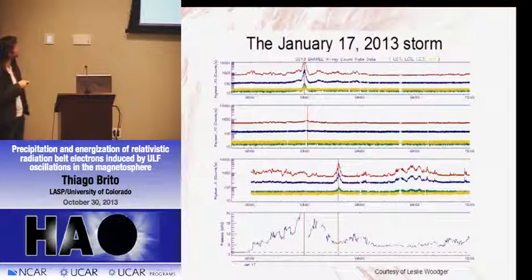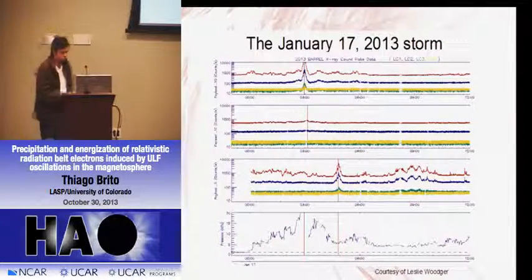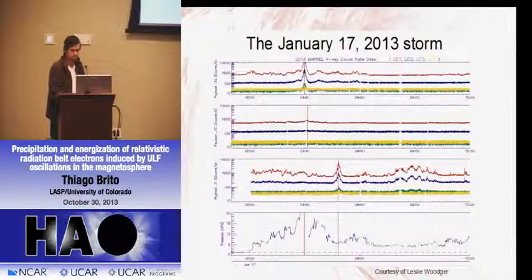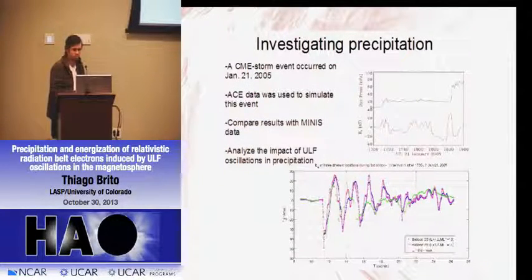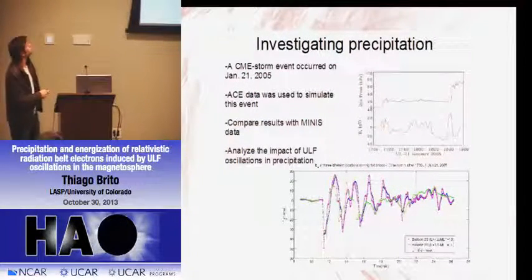And this is solar wind parameters. This is the dynamic pressure. So there was a storm going on at this time, and also later here. And at the same time, the balloon observed peaks in precipitation and so on, with these oscillations here. So the question is, what's causing these oscillations?